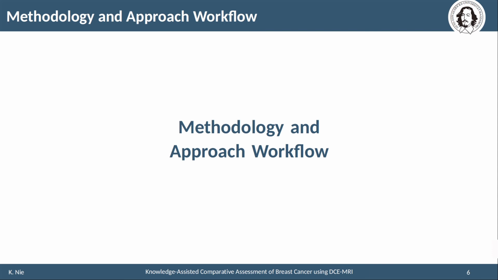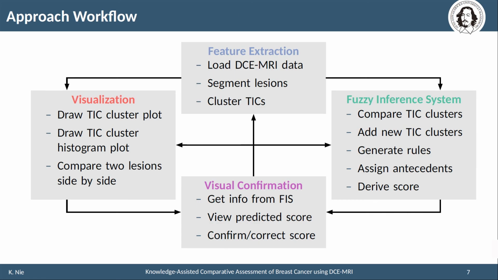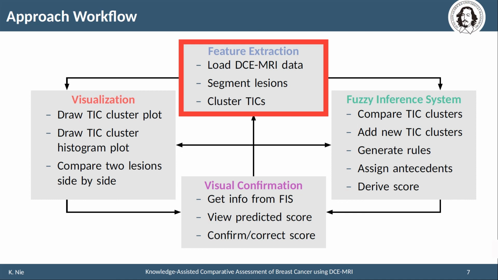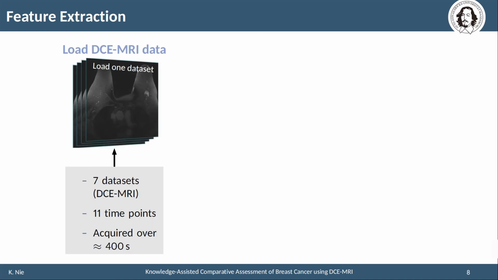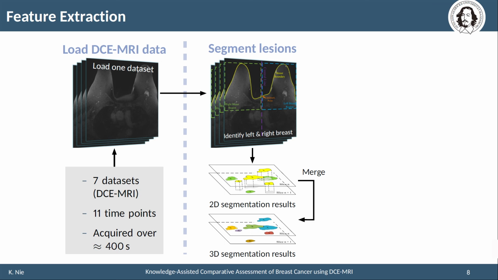In this section, I will elaborate the methodology and approach workflow. Our approach includes 4 parts: feature extraction, visualization, fuzzy inference system, and visual confirmation. Let us start from the feature extraction process. First, we select one dataset from our database and load it. Then, all the lesions in the selected dataset are segmented by the GrabCut method.